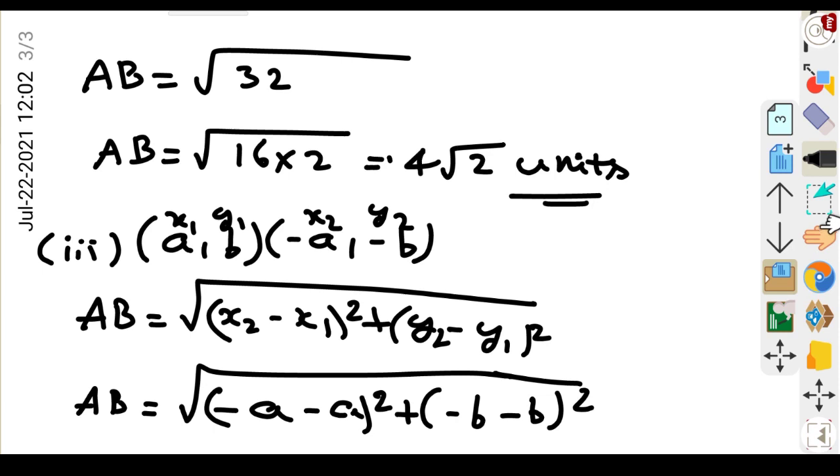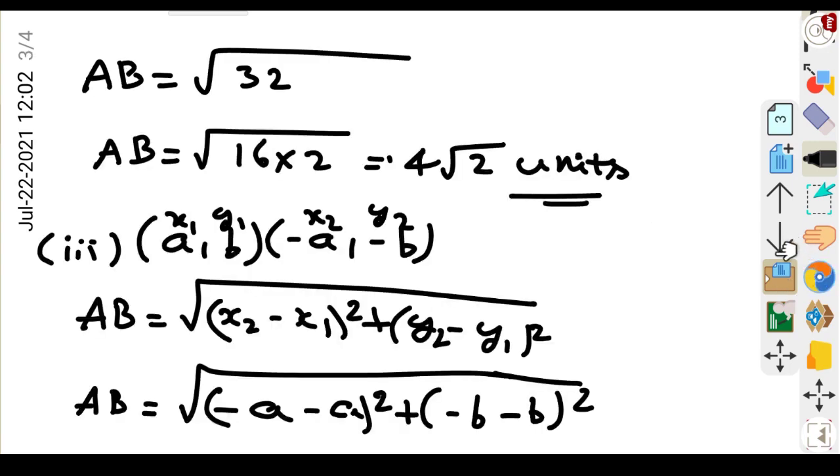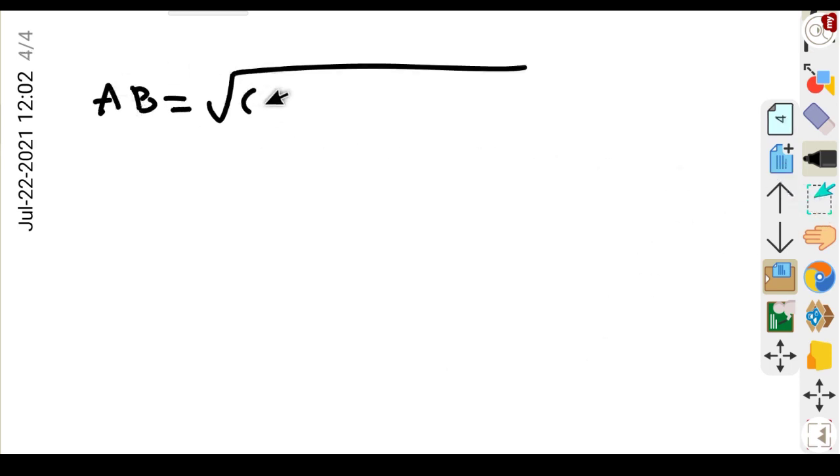Okay, so therefore AB equals the square root of, just observe here, minus into minus will be plus, so therefore a plus a will be 2a, it's minus 2a. Here also minus into minus is plus, so therefore b plus b is 2b, it's minus 2b. Okay, so therefore it's minus 2a whole square plus minus 2b whole square. Now this square is applied to both the number as well as the alphabet.